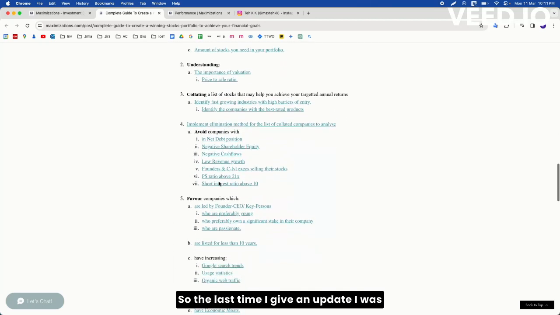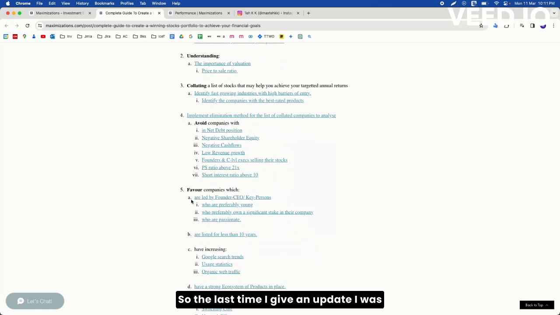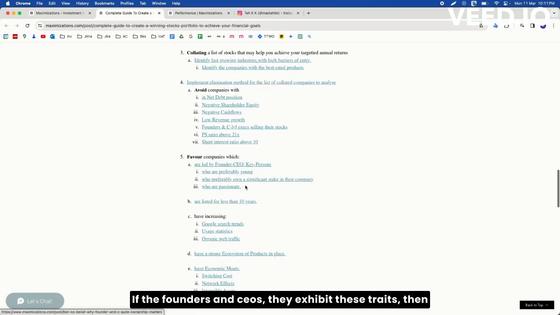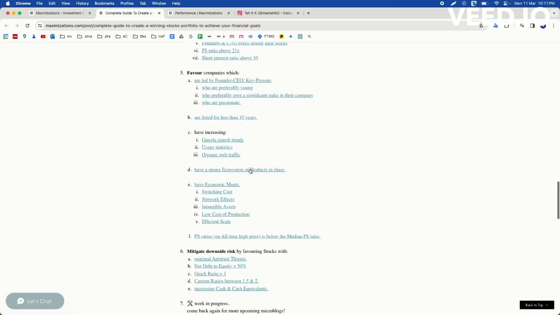So the last time I gave an update, I was up to here. I mentioned that users should favor companies which are led by founders and CEOs. Over here, I included some of the favorable traits. If the founders and CEOs exhibit these traits, then there should be bonus points for the company.